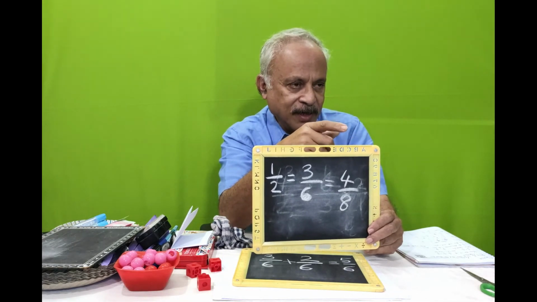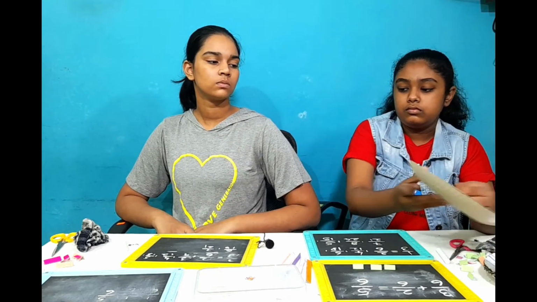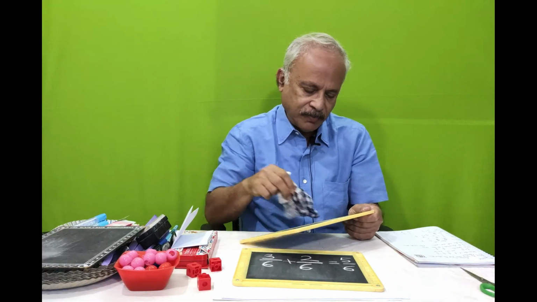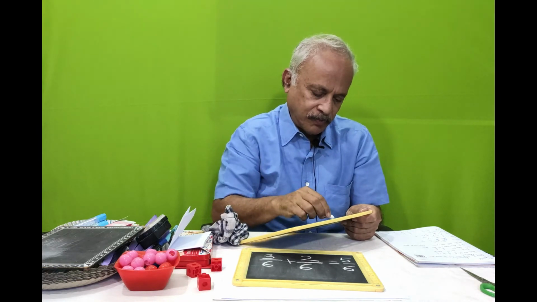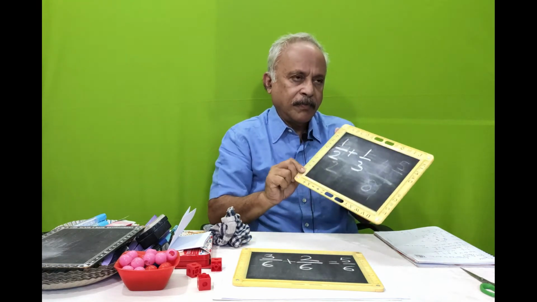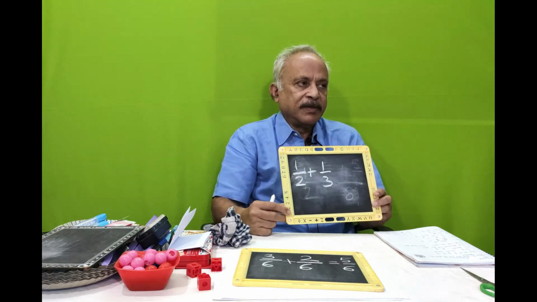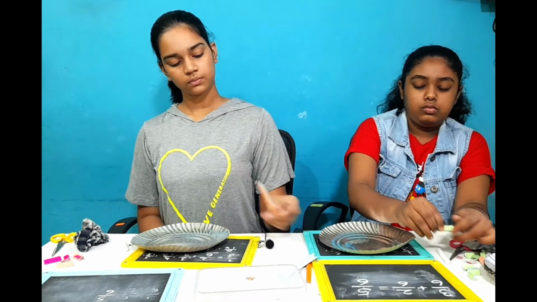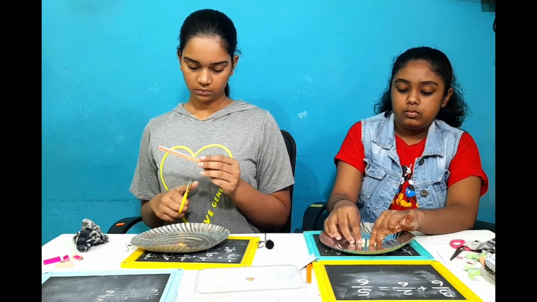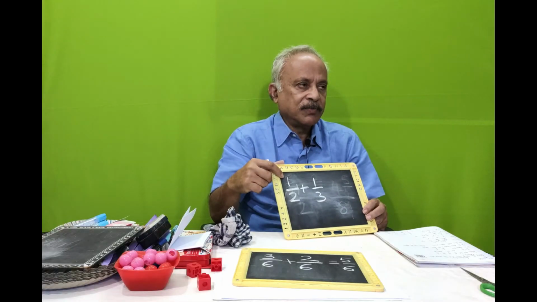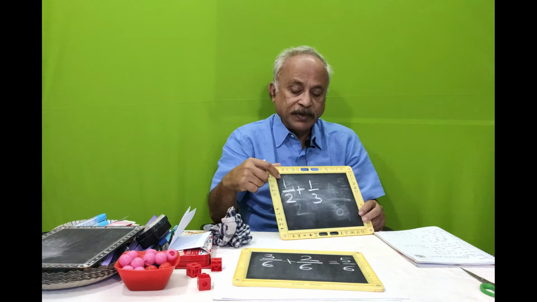So take a plate, each of you, and make 1 by 2 and 1 by 3 with pieces of 1 by 6. Make this first, 1 by 2, with pieces of 1 by 6.